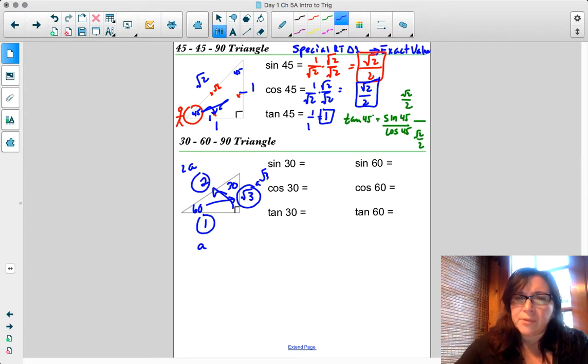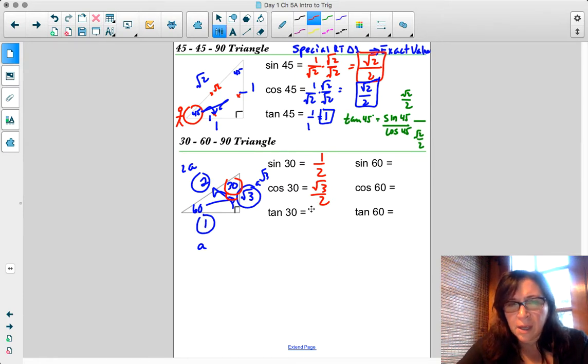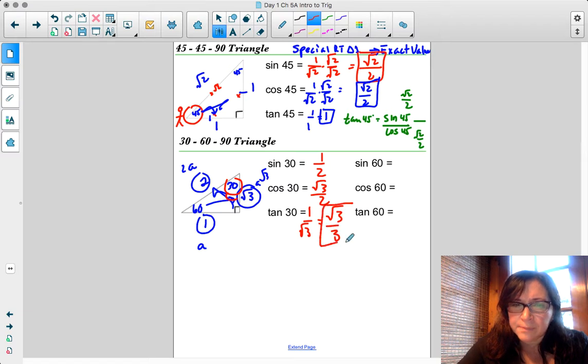So, okay, let's figure this out. Putting yourself at the 30-degree angle, here's 30. Sine of 30 is opposite over hypotenuse, so that's 1 over 2. Cosine of 30 is going to be adjacent, which is root 3, over 2. And tangent of 30 is going to be 1 over root 3. Again, do not leave the root in the denominator. Multiply by root 3 over root 3, and you get root 3 over 3.